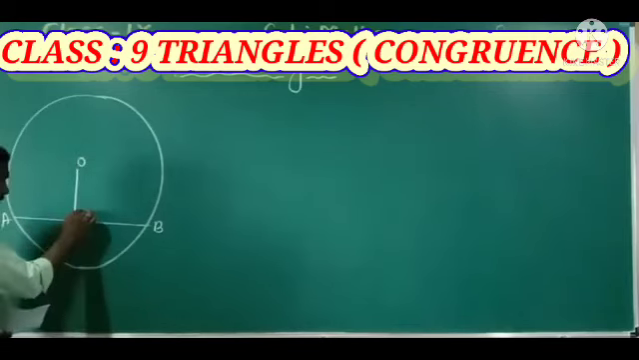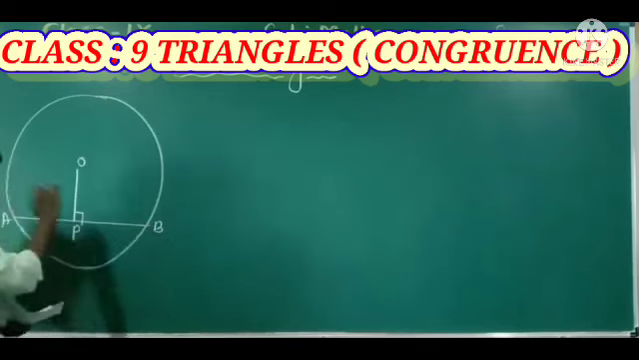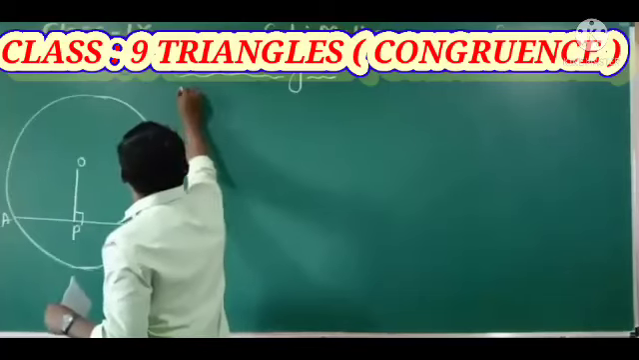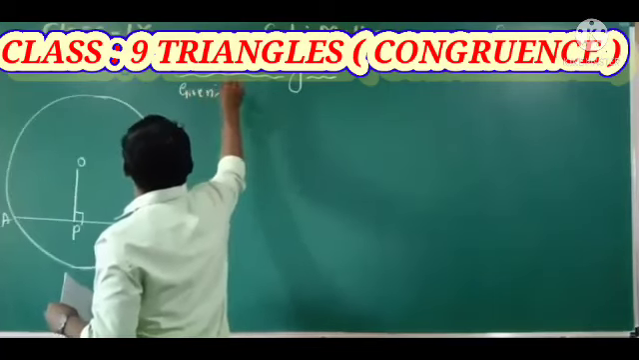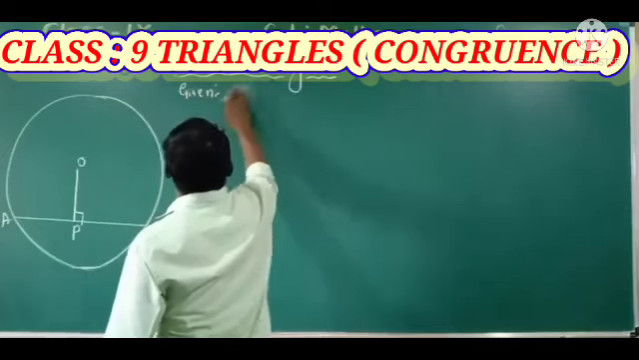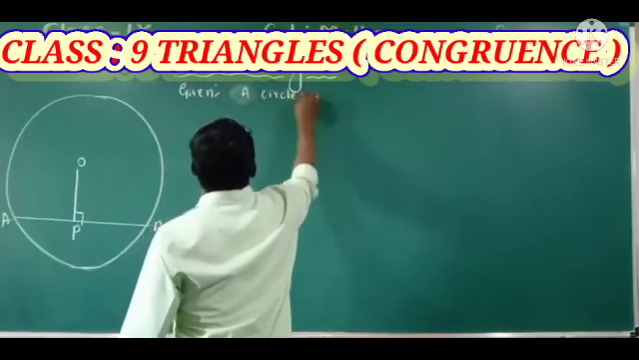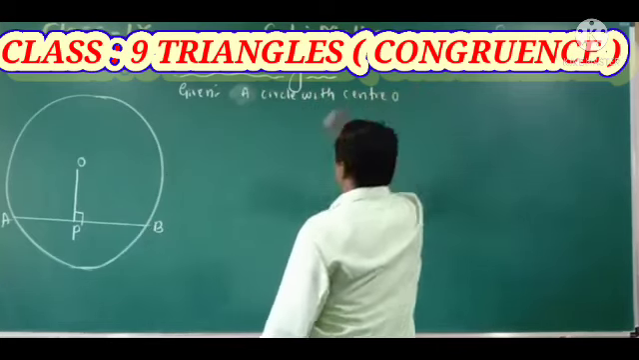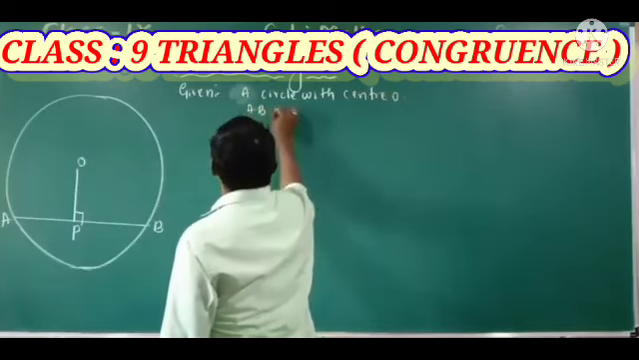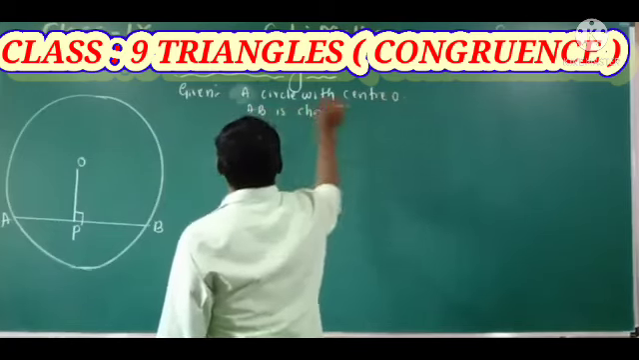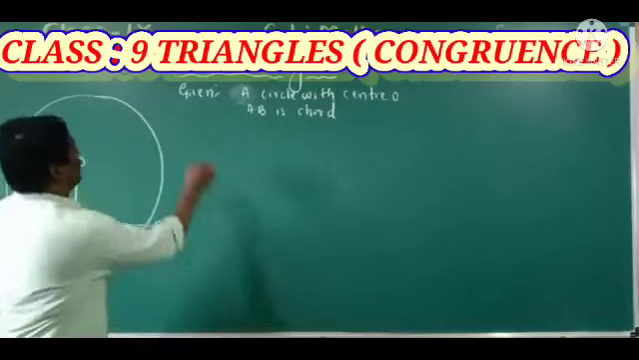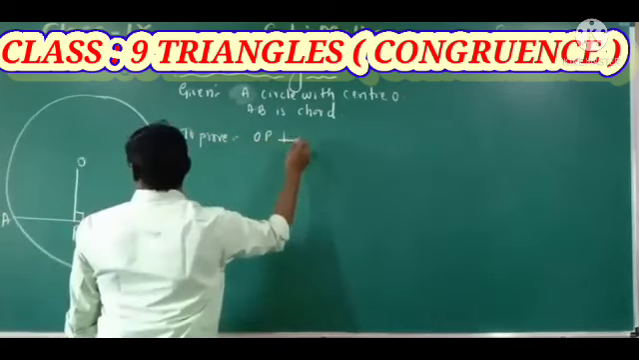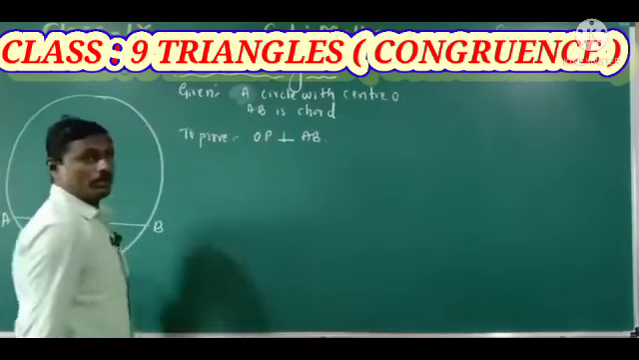Here you need to prove that this OP is perpendicular to AB. Okay. First, write the given data. AB is a chord of a circle with center O, right? Next, what you have to prove here? You need to prove that OP is perpendicular to AB.